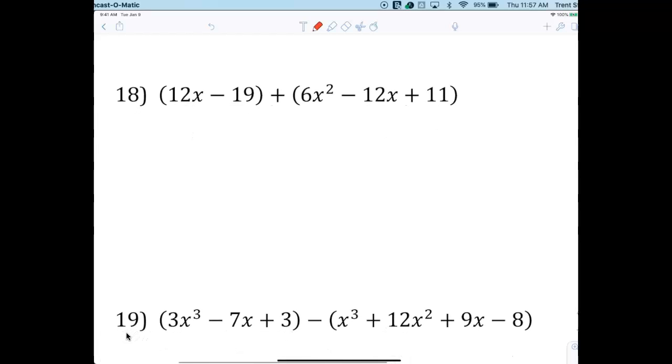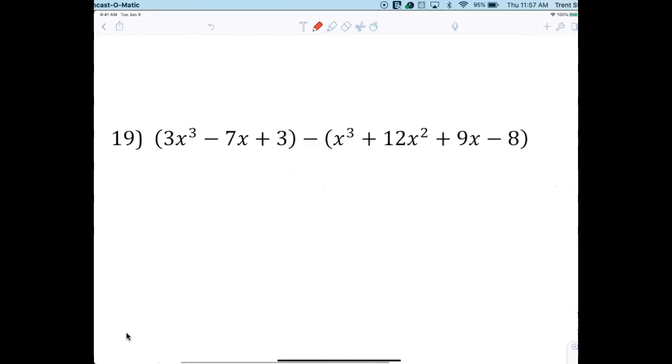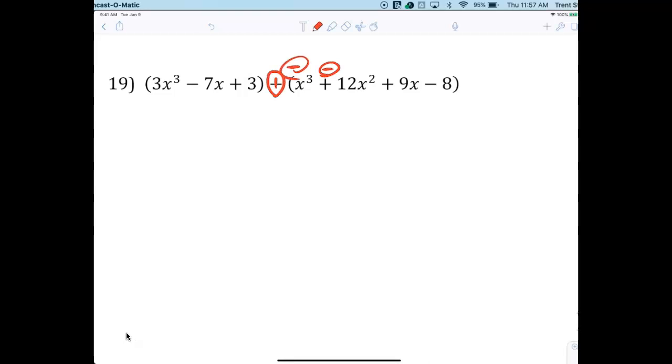Next, 18. Go. Okay, I got 6x squared minus 8. Everybody happy with that? All right. I told you this is easy. You did one, right? You're up. What do I have to do first? First, you distribute the negative. And then, so it's 2x cubed minus 12x squared minus 16x plus 11.